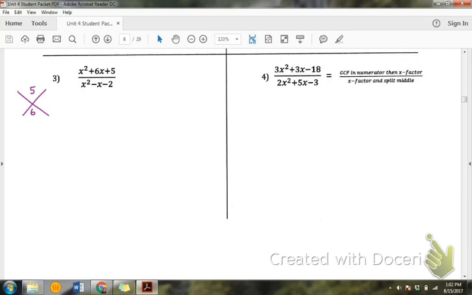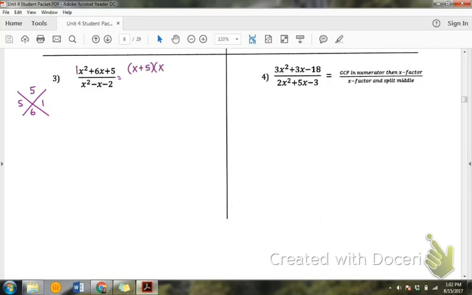Do 3 and 2 add to get 6? Oh no, I wrote it backwards. 5 and 1, right? Now, are we allowed to take the shortcut here and just set up our x's? Yeah. We can because the coefficient is just 1, right? So in the numerator I have x plus 5.